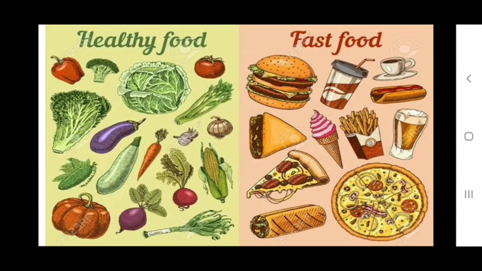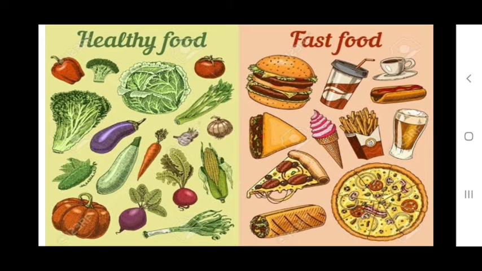And then let's see, there are some healthy food and fast food, or the junk food they are called. So which one is good for our health? These green things, vegetables and fruits, they are called healthy food and we should eat them. And there are some fast food or junk food, we should avoid them. We should eat them in very less quantity.